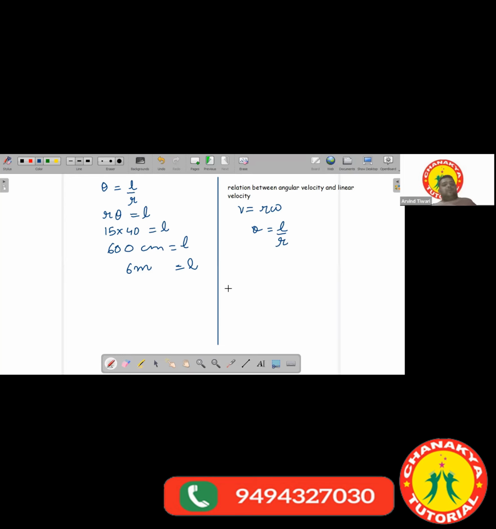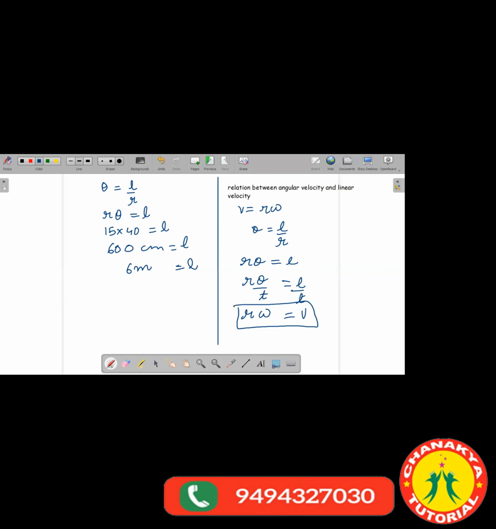So therefore, we can say that the length of arc will be equal to the linear displacement, and hence we can write this as r times theta will be equal to L. Now, if we divide both sides by t, you will have r theta over t equals L over t. Now, theta by t is omega, and L by t is velocity. So you get the formula v equals r omega. So linear velocity can be obtained as r omega.